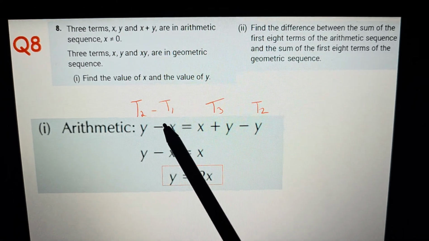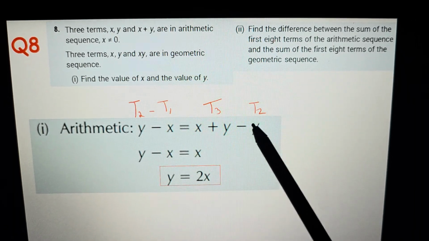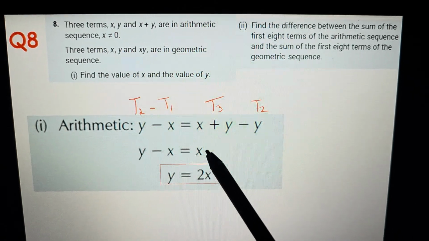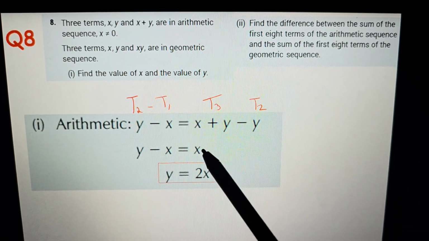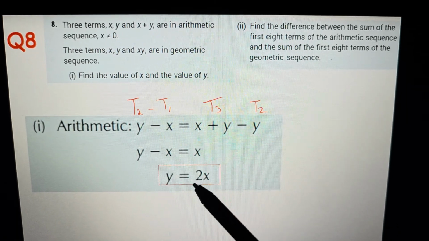Term 2 was y, take away term 1, which was x. It should equal term 3, which was x plus y, take away term 2, which was y. The y's here cancel, so you're just left with x. So y minus x is equal to x. Bring your x's to one side, so I'll then get y equals x plus x, which is 2x.